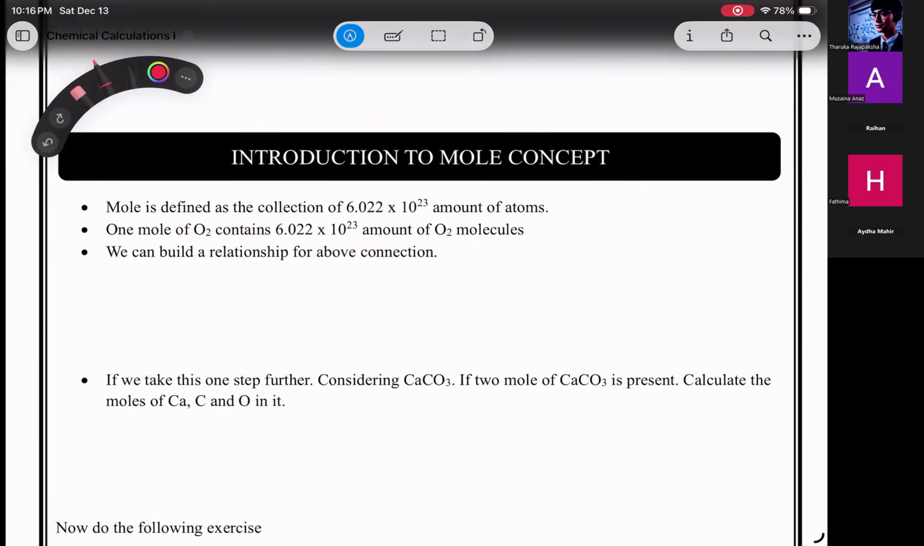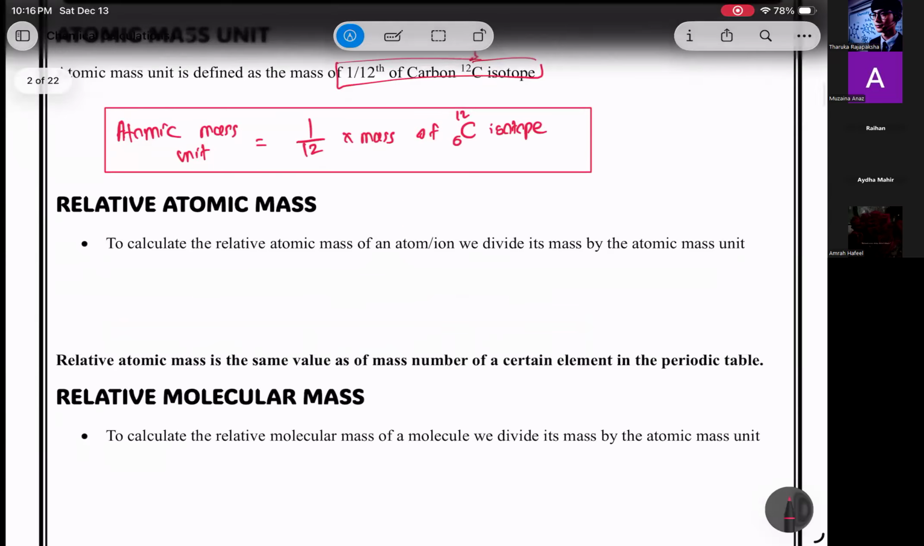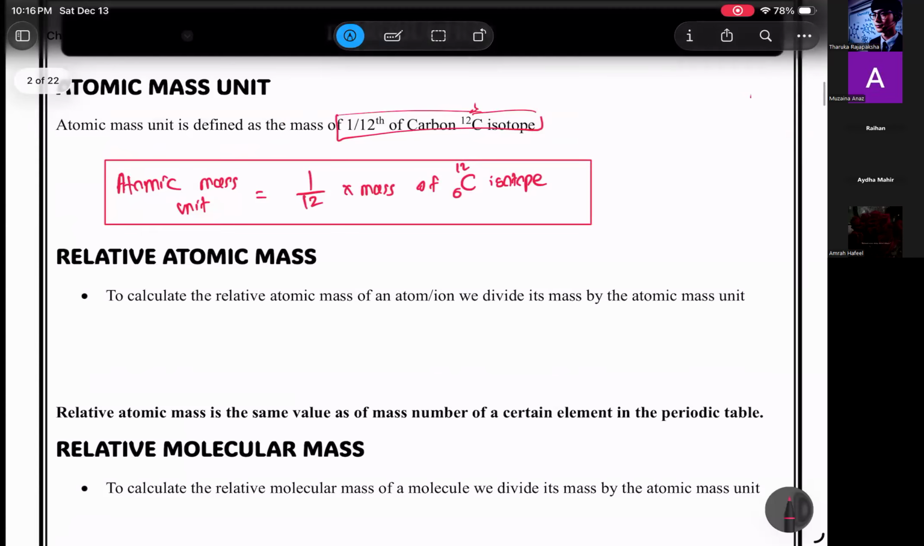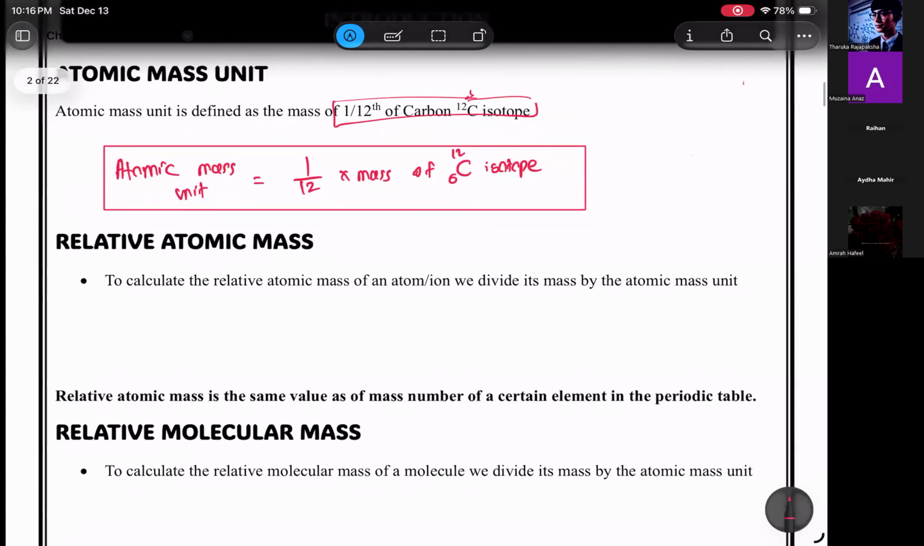Now, relative atomic mass. What is relative atomic mass? To calculate the relative atomic mass of an atom or ion, we divide its mass by the atomic mass unit. Now, people, we have calculated the atomic mass unit. Now, what we do is to calculate relative atomic mass. Relative atomic mass is like this.